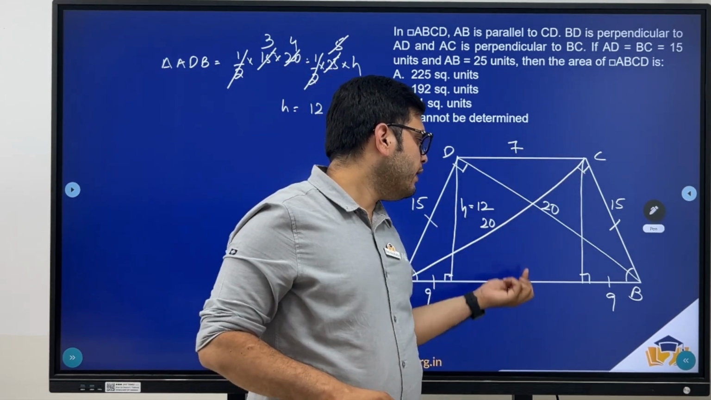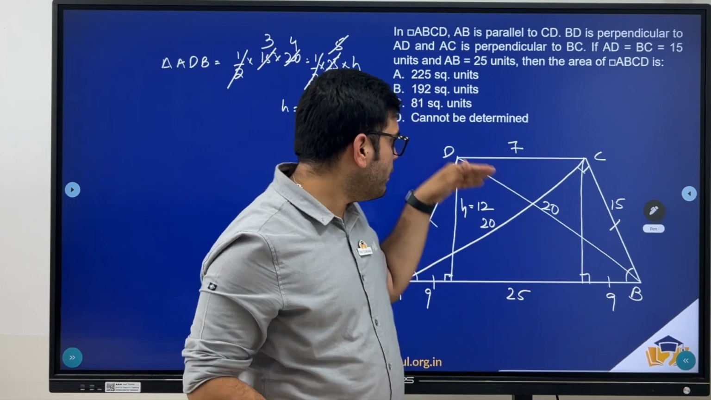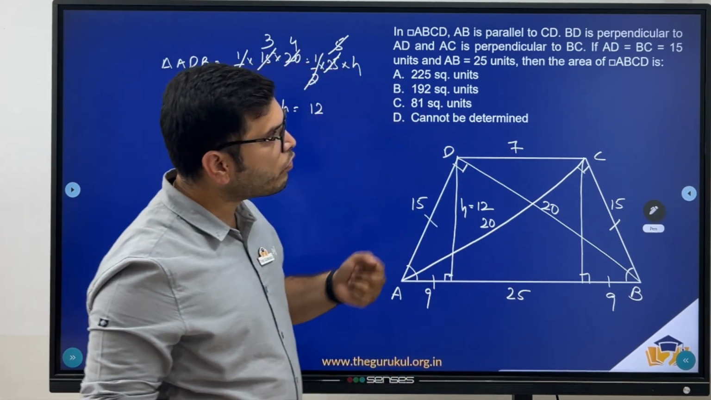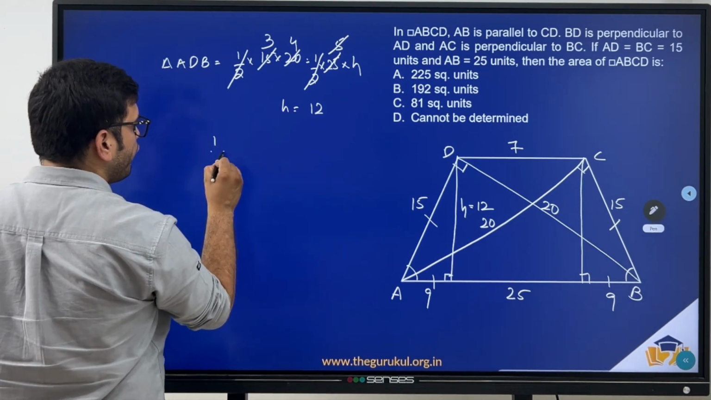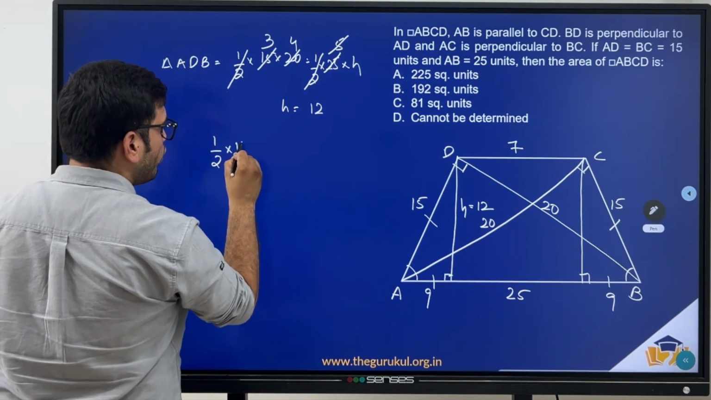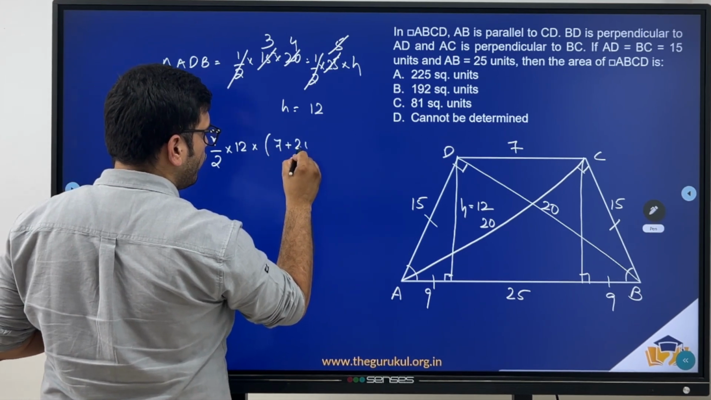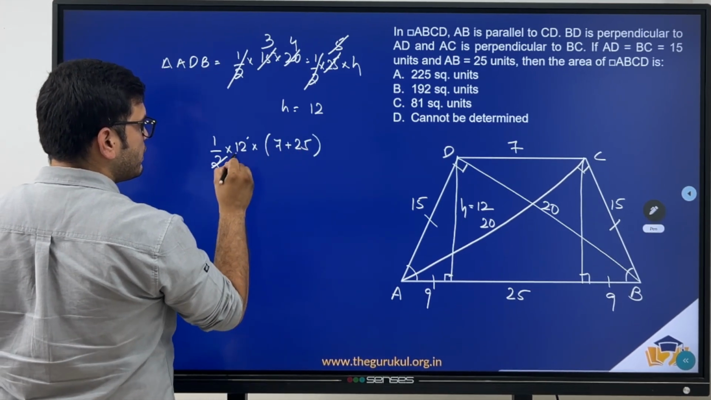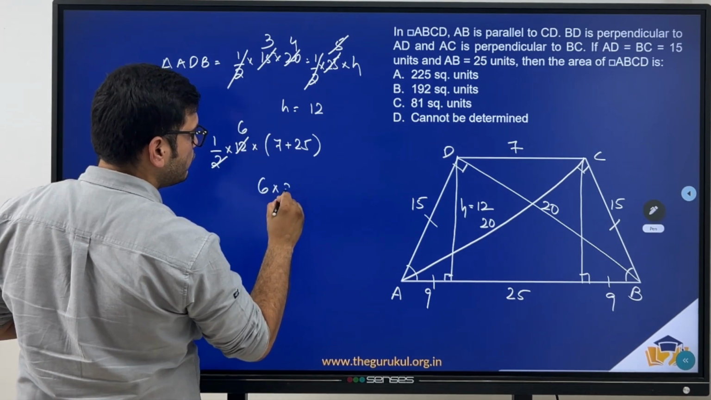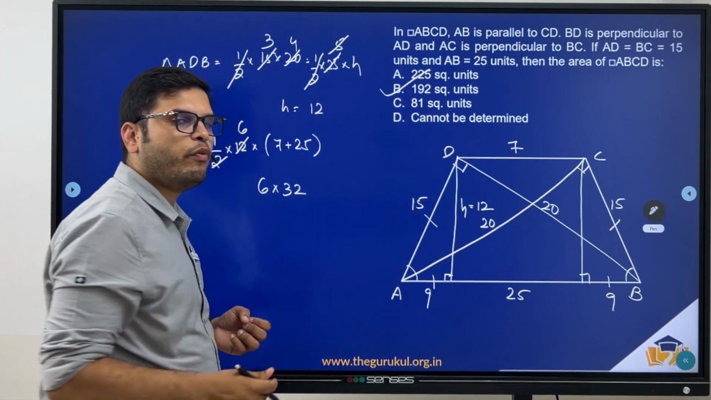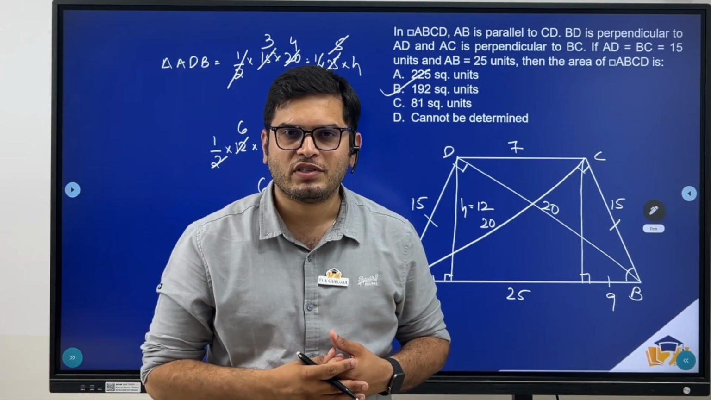Now we have the length of the parallel sides of a trapezium, and also we have the altitude of the trapezium. Now what was asked? We are asked to find the area of the trapezium. So half into height 12 into sum of the opposite parallel sides 7 plus 25. So 6 into 32. So 180 plus 12, 192 square units should be the answer to this question.